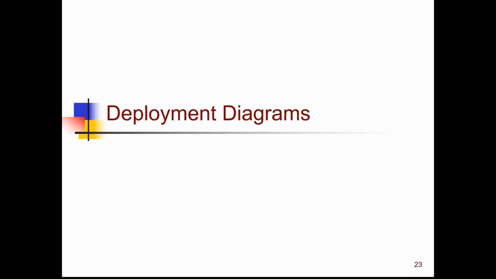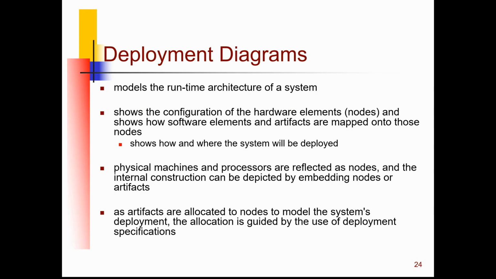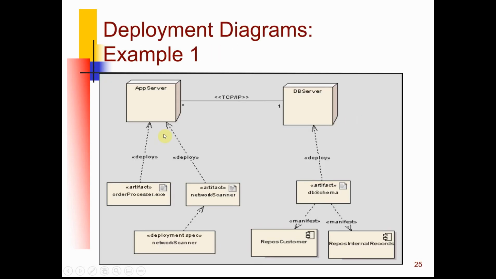Okay, the next one is the deployment diagram, and the deployment diagram is to model the runtime architecture of the system. It will not only show the software, but also show the hardware as well. And the hardware will be shown as a node. So this is one example. The node is usually a 3D node. It shows this hardware and how they communicate with each other.